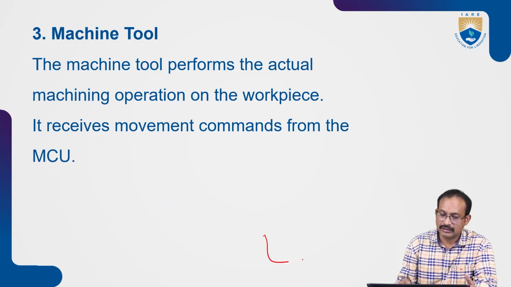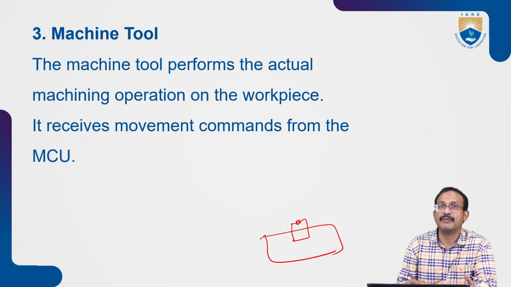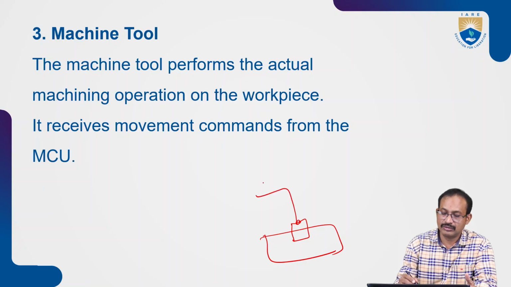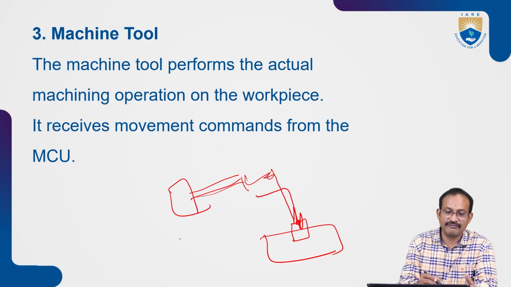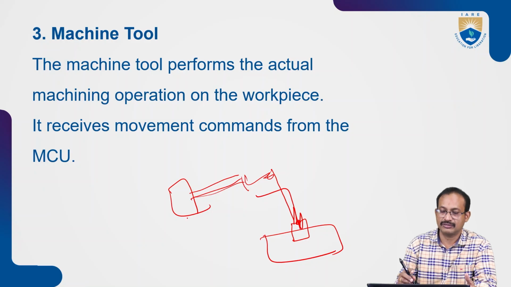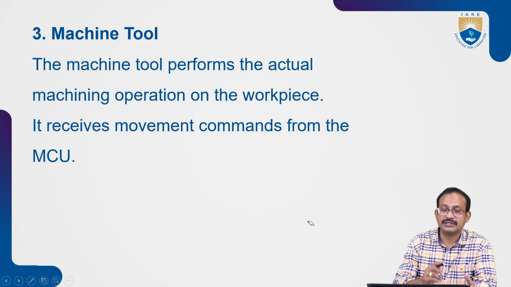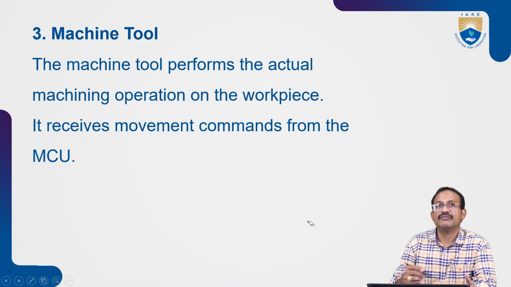Here is the table. On the table, the workpiece would be there. So in order to make, let us say, a drilling operation, the machine tool will be here. For this machine tool, some cutting tool will be connected. This cutting tool will have to cut this one. All these operations will be done through the signals of MCU, machine control unit. So this MCU drives the machine tool where the cutting tools will operate accordingly.